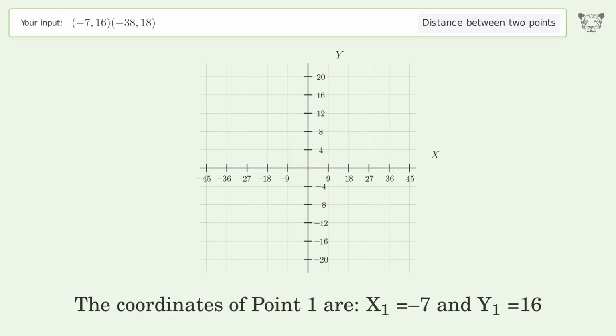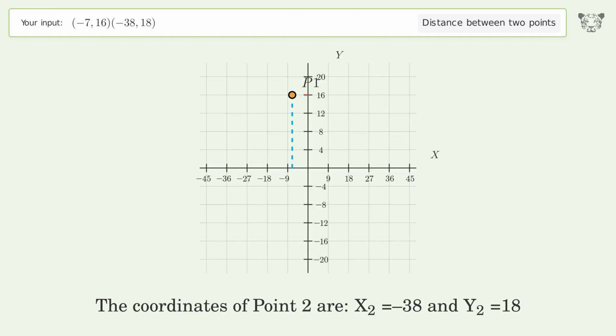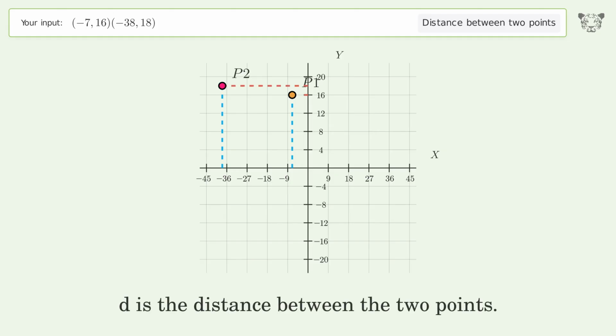The coordinates of point 1 are x1 equals -7 and y1 equals 16. The coordinates of point 2 are x2 equals -38 and y2 equals 18. D is the distance between the 2 points.